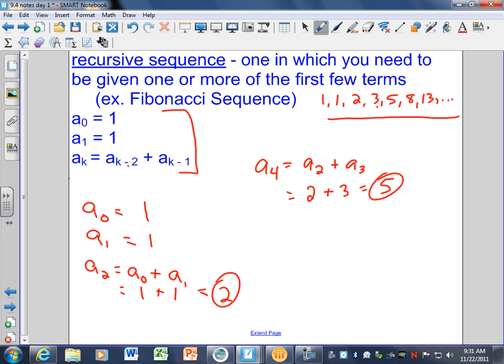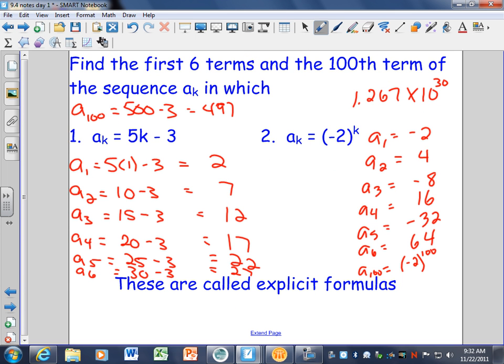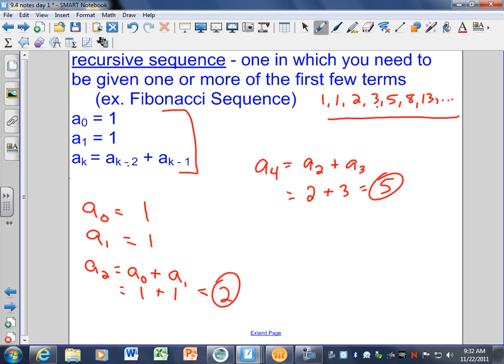Not all recursive sequences are the Fibonacci sequence. I just thought I would show you the Fibonacci sequence. We're going to do another example in a minute that's recursive, which means it's going to be different rules. Just like the last problem, they gave us this. This is the same thing, only there's just extra stuff involved because you have to use the ones before it.